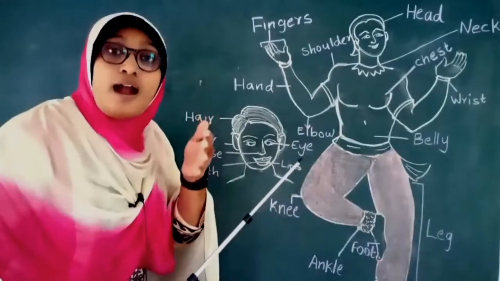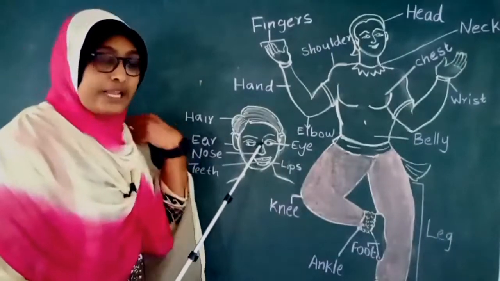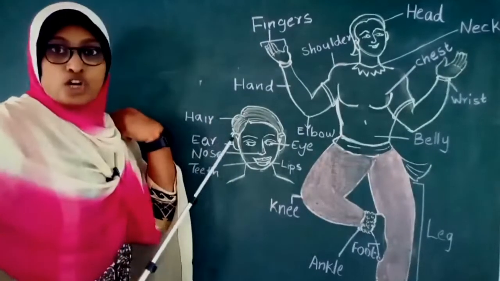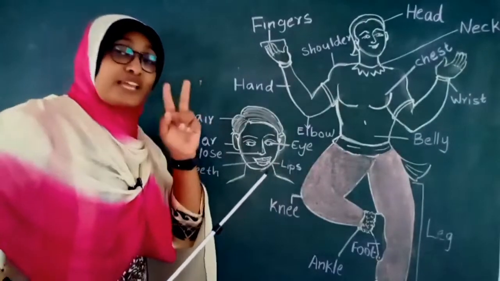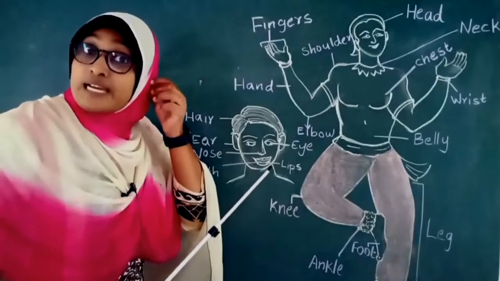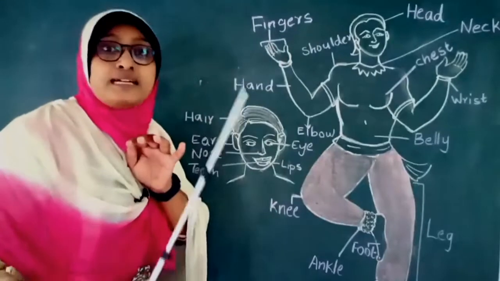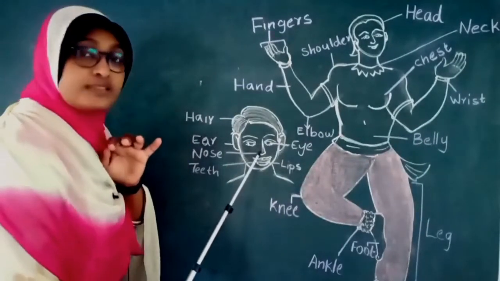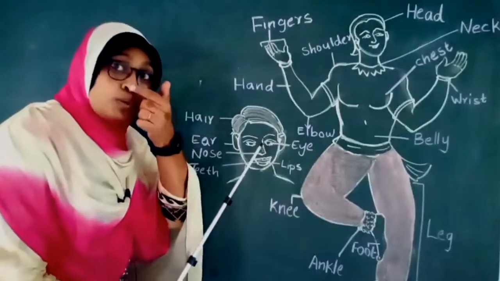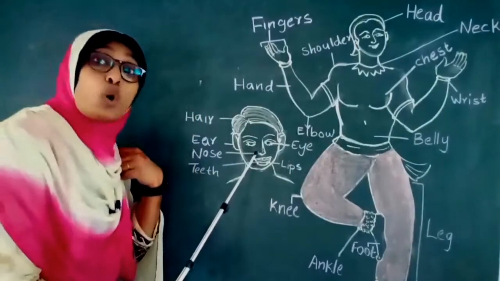We see with our eyes. Okay, these are his eyes. And this one is his ear. We have two ears and we hear with our ears. These are his ears. Next one, this is his nose. We smell or we breathe with our nose. So, this is nose.